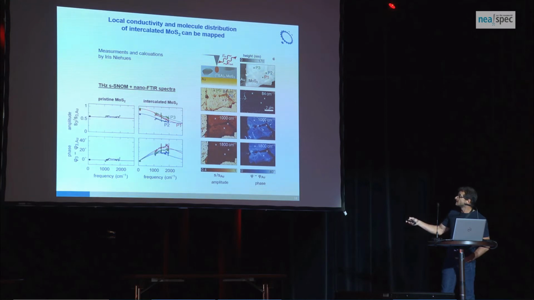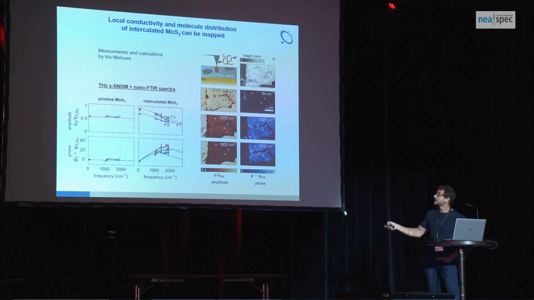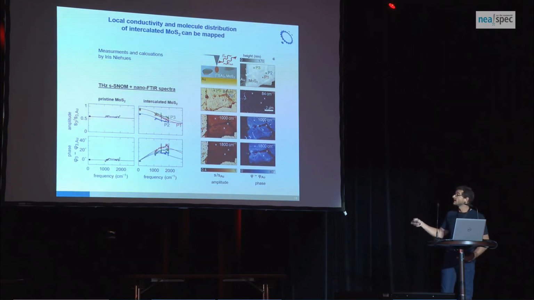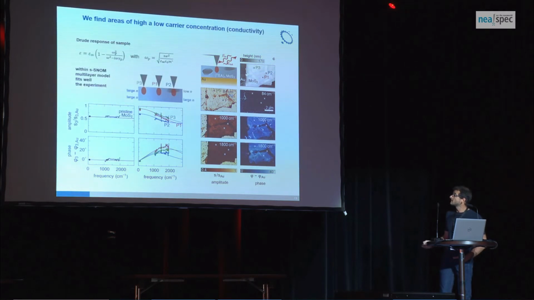So we see here this spectral decrease in the amplitude, and we see some kind of maximum appearing in the phase. And this is completely different to, let's say, pristine MoS2, which was just exfoliated without any intercalation, so we get a totally flat response in amplitude and phase. So that's clearly something going on that we can relate to eventually a Drude response, free carriers introduced by the molecules in this material.